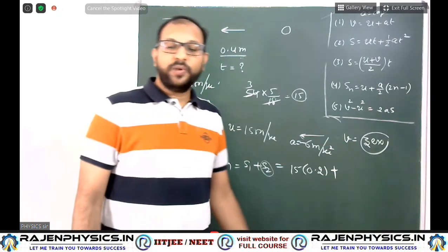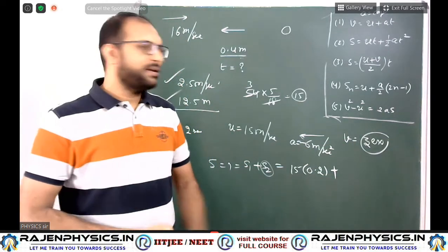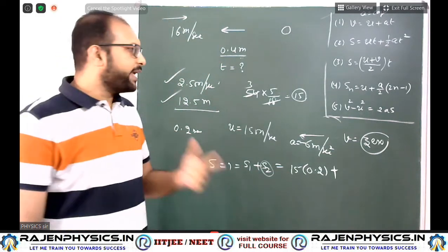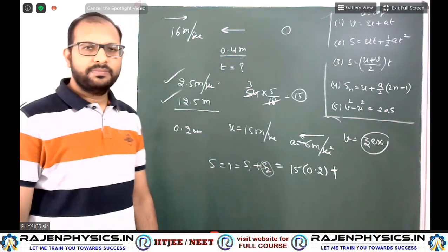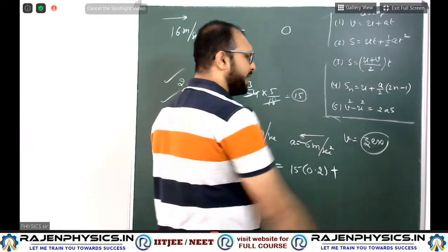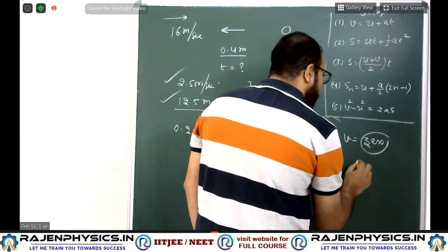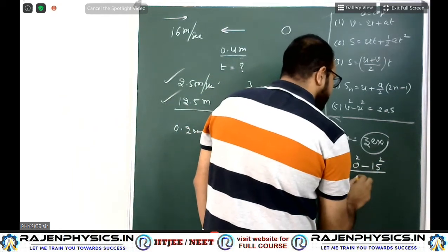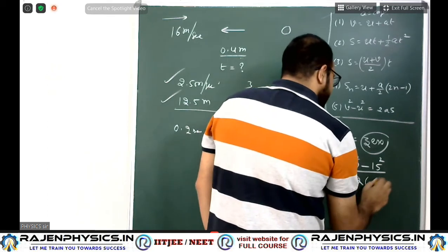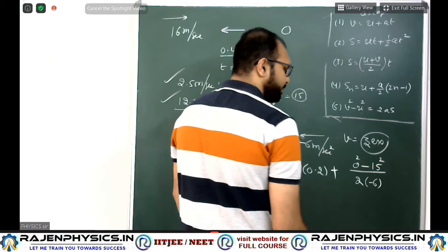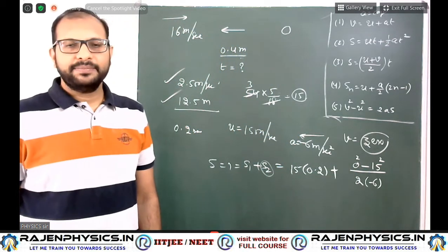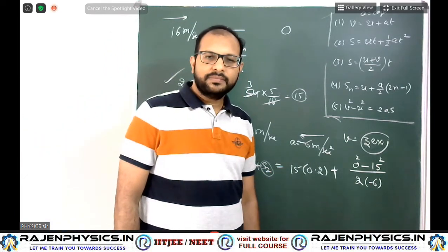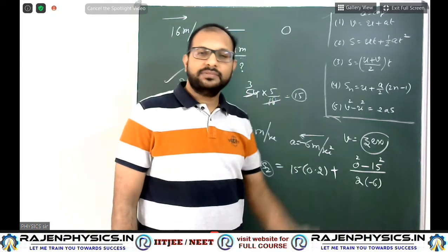Then, students, tell me equation number 5. By using equation number 5, we can find displacement S2. How to find out? V square, that is 0 square, minus 15 square, divided by 2 into A, that is -6, so 2A. Minus 15 square, and here 2 into minus cancel out: 15 square divided by 12.